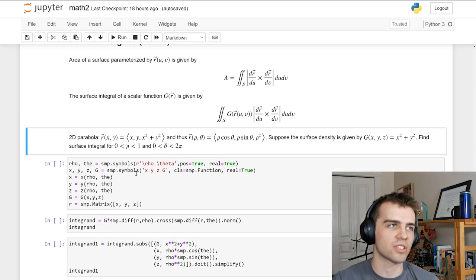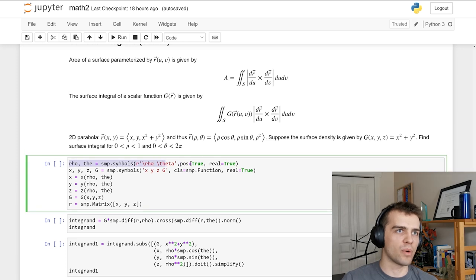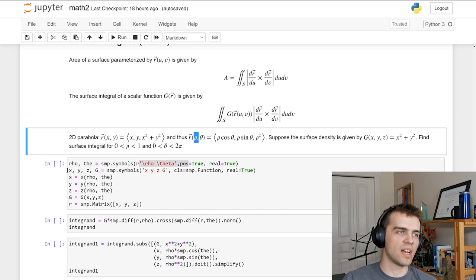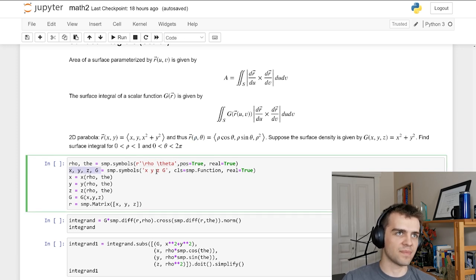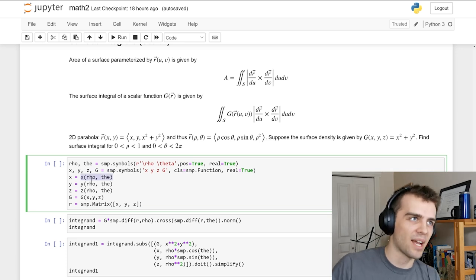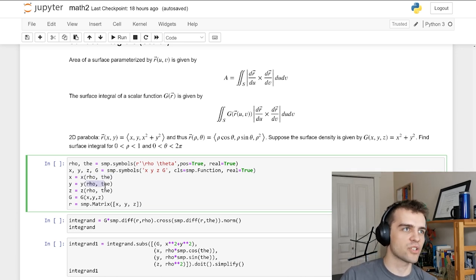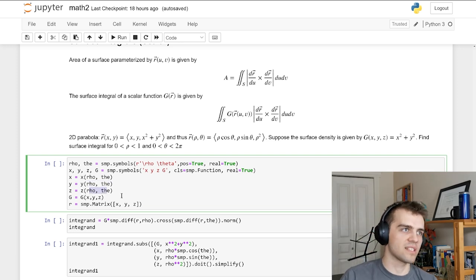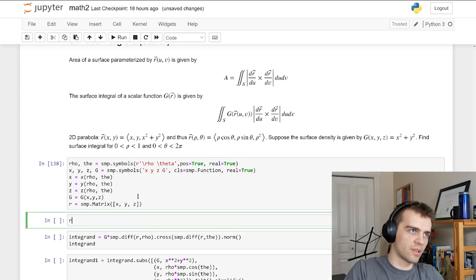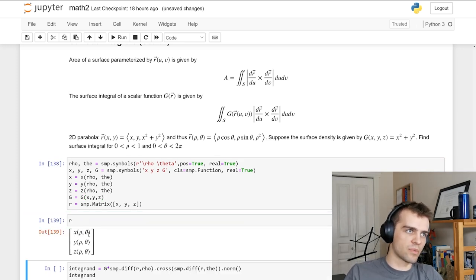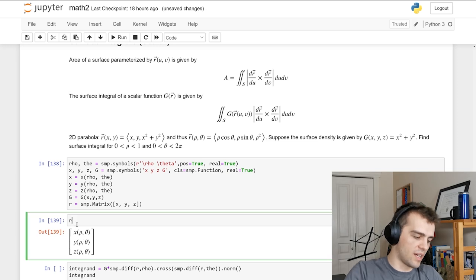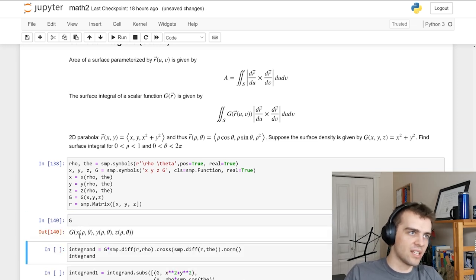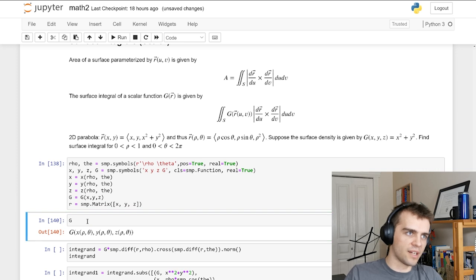So again, it's really similar to line integrals. I start by defining rho and theta. These aren't functions of anything; these are just the variables themselves. X, Y, Z, and G are functions. Instead of x being a function only of t this time, x is a function of rho and theta. Y is a function of rho and theta. Z is a function of rho and theta. G is a function of x, y, and z. So if I do all this and I print r, I get x, which is a function of rho and theta, y, z, and g, which is a function of x, y, and z, which themselves are functions of rho and theta.